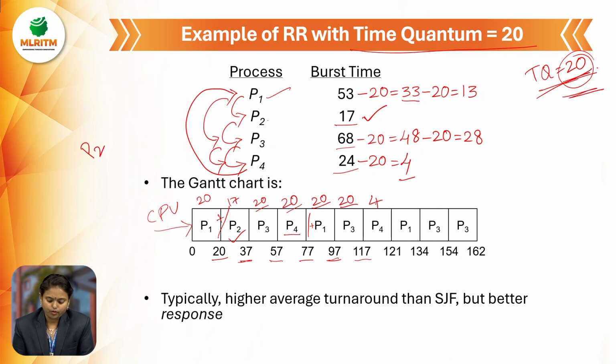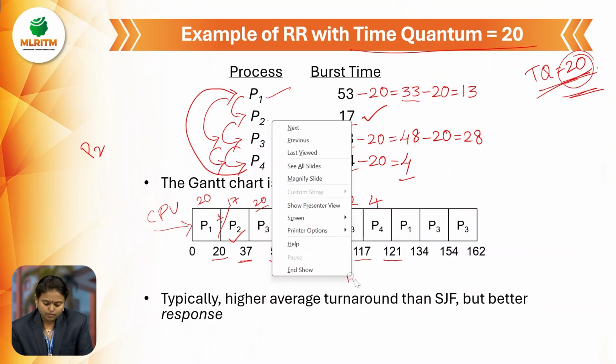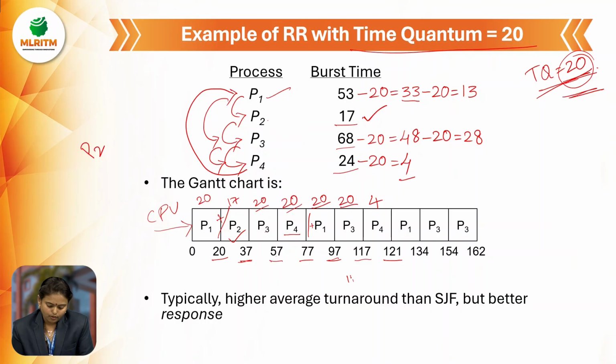Okay. Then what is the time here? What is the burst time here? 4. So 117 plus 4, 121. So here P4 has executed. Done. What about remaining? After P4 there is no other process.